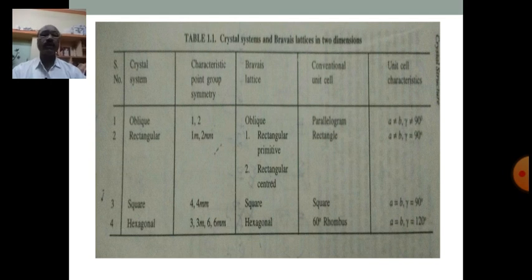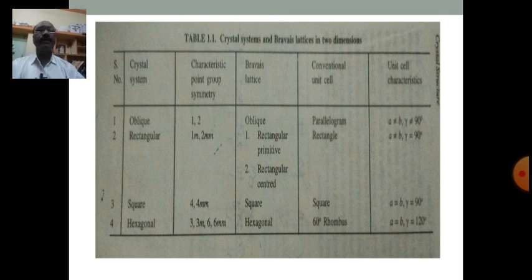Fourth crystal system in 2 dimensions is the hexagonal crystal system. Point group symmetry elements are 3, 3m, 6, 6mm. Bravais lattice is hexagonal. Conventional unit cell is 60 degrees rhombus. Unit cell parameters are a is equal to b, gamma is equal to 120 degrees, isn't it?